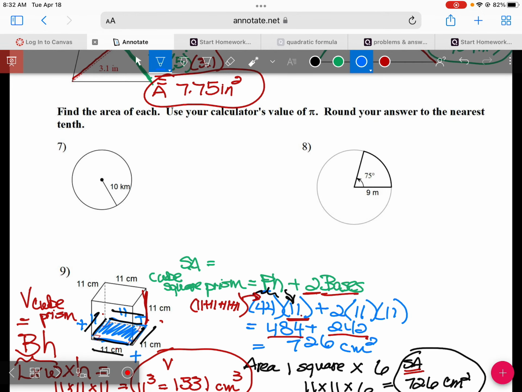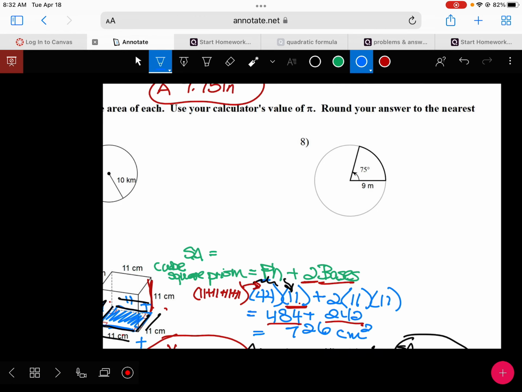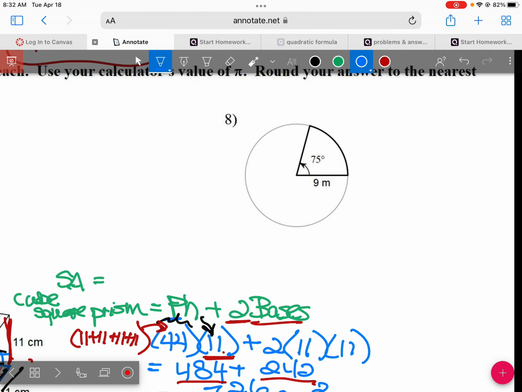Find the area of each. Use your calculator's value of pi. Round to the nearest tenth. What do we call this figure? A slice, but what's the mathematical term? Starts with an S. There you go. Slice, yes, but sector. So the area of a sector is a fraction of the area of a circle. It's not the whole circle, it's a fraction.